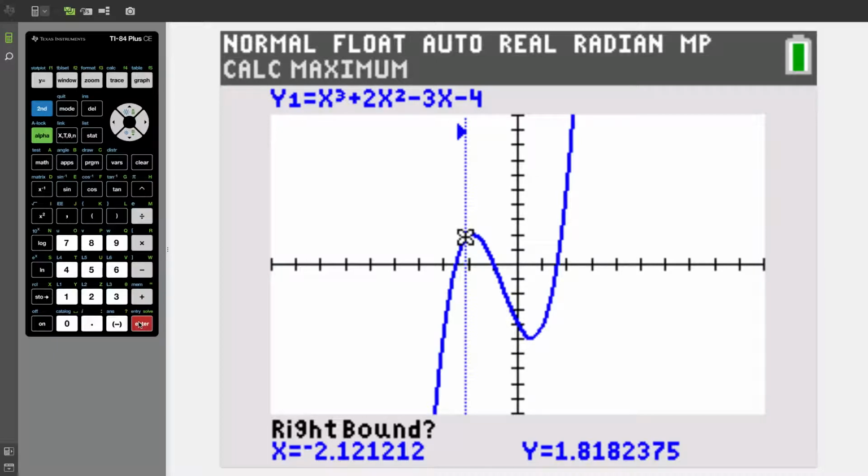Okay, sometimes it just puts a little arrow there. The new ones will put a line. Now it asks the second question, right bound. So now you need to move your cursor so you're on the other side of the maximum. Okay, so now I'm going to go to the right.